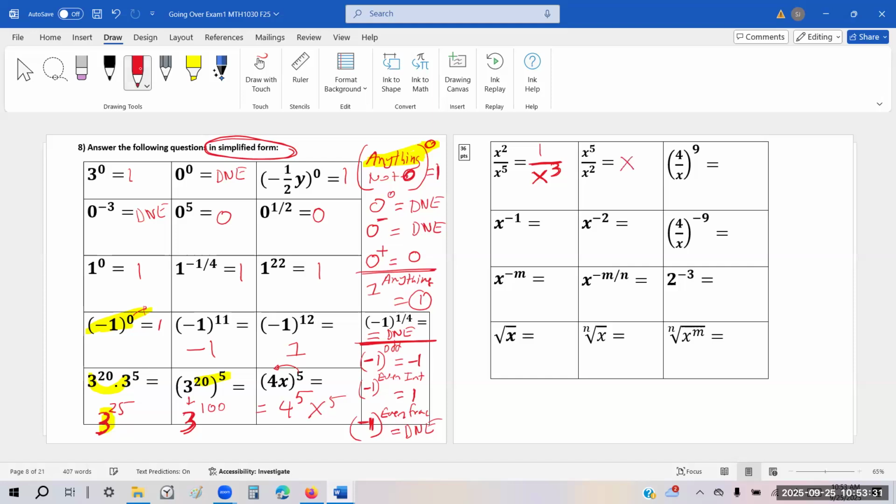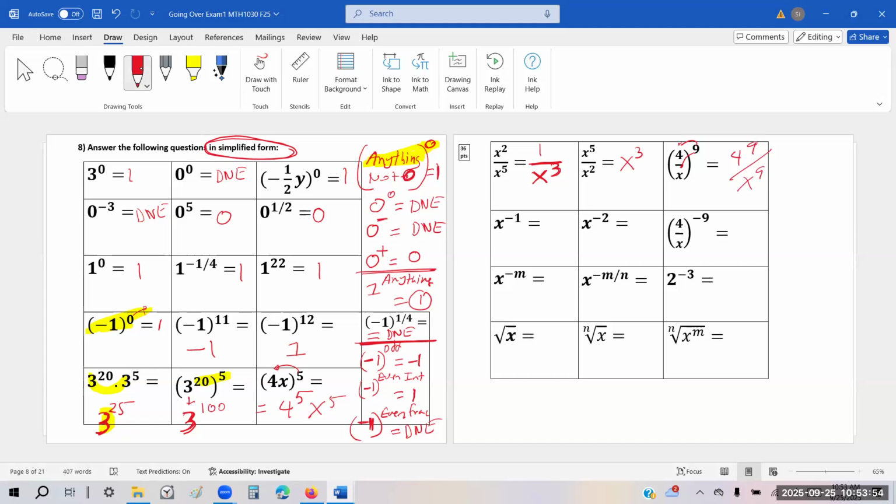The next one, x is to the 5 on the top. So you get x cubed without any negative sign. And again, this is the same thing like the multiplication. In division, you have to distribute the power. So 4 to the 9 divided by x to the 9.